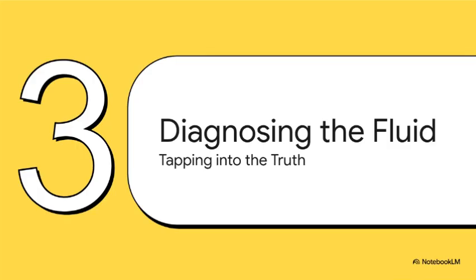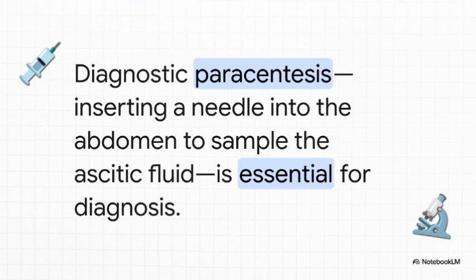Okay, so we see the swollen belly, and we're thinking it's ascites from liver disease. But how do we prove it? We can't just guess. We need a definitive answer, and the best way to get that is by analyzing the fluid itself. This is where we perform a diagnostic paracentesis. We tap the fluid. It's a key procedure that lets us both confirm there's ascites and, more importantly, figure out what's causing it. And from that fluid sample, the single most important calculation we're going to make is something called the SAG.